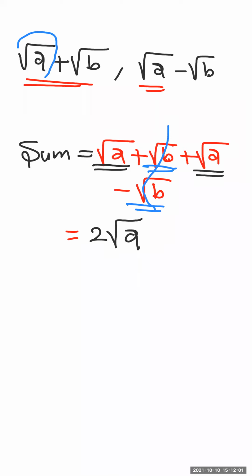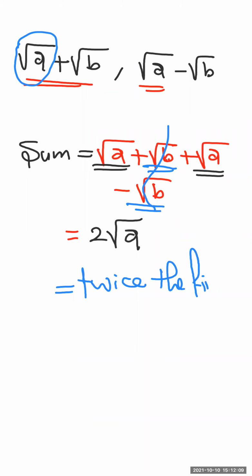So the sum equals 2 square root of a. Square root of a is the first term. So the sum here means twice the first term. Okay? So this is the sum of the two conjugate numbers. Then what about the product of the two conjugate numbers?